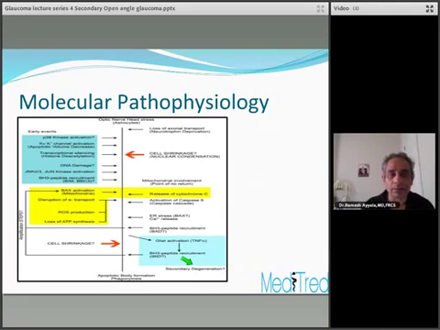So coming to the molecular pathophysiology, I'm not going to spend too much time on this. We did go through this again in our previous lectures. Sufficient to say that there are molecular changes leading to cell shrinkage and loss of axonal transport, which sets the stage for cell death and apoptosis.